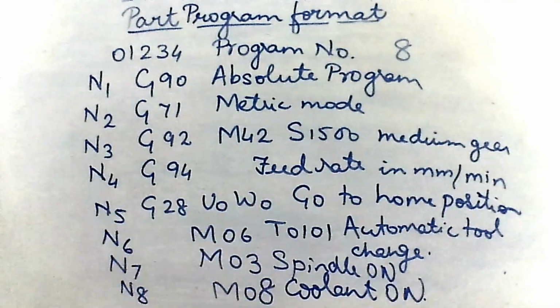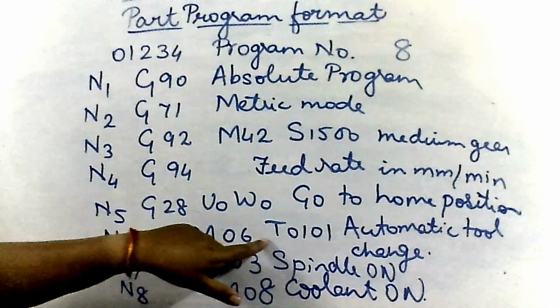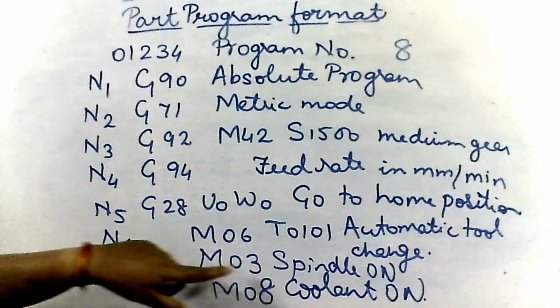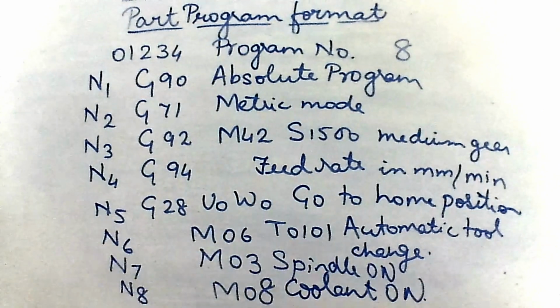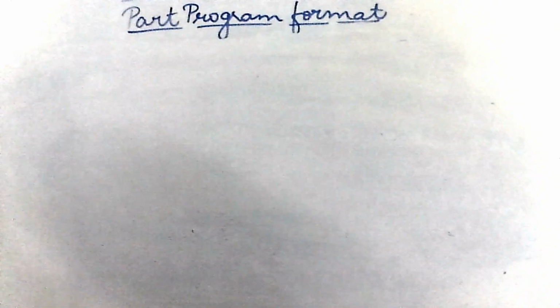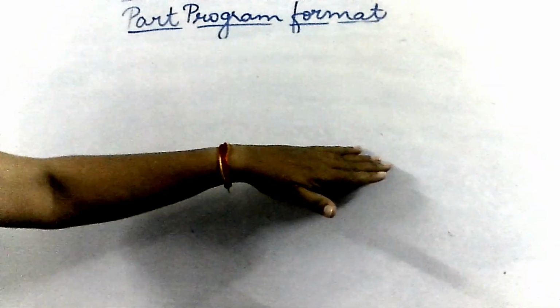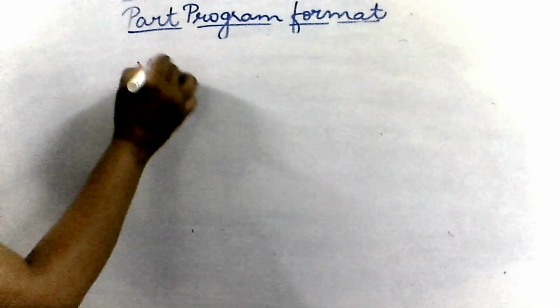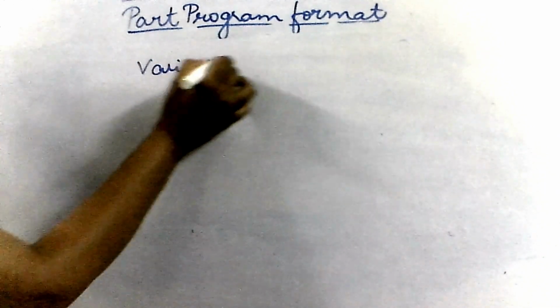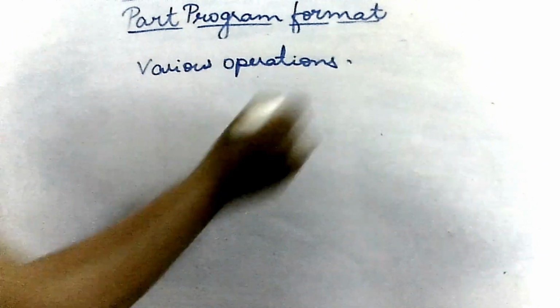G28U0W0, return of tool to home position. M06 is automatic tool change. Along with that, tool number 1 is being used. M03 represents spindle on and M08 represents coolant on. Once the 8 parameters that are to be written in the beginning are done, then there are various operations. It depends upon the program.